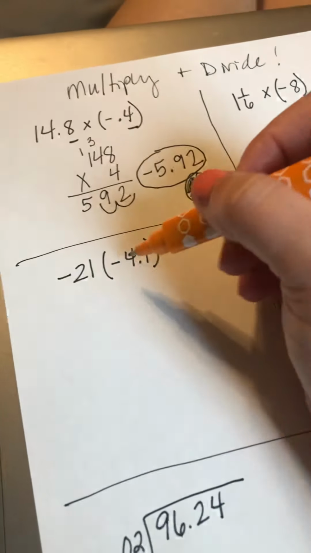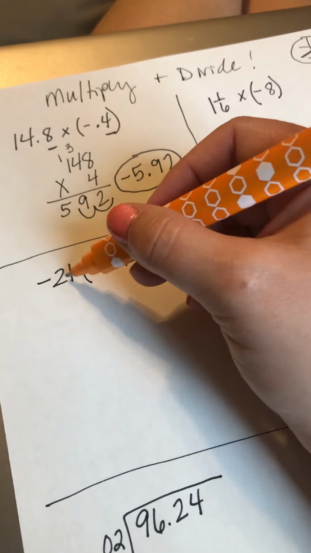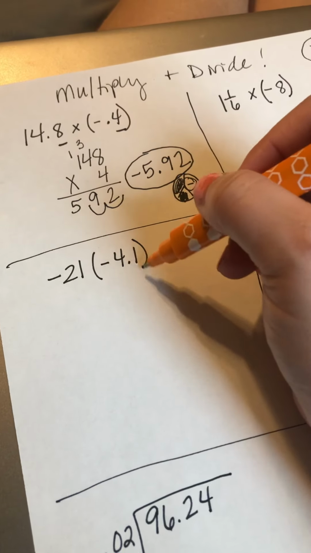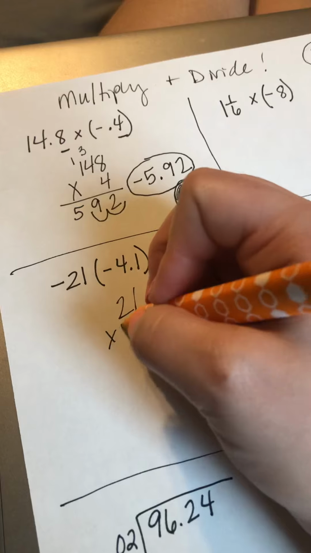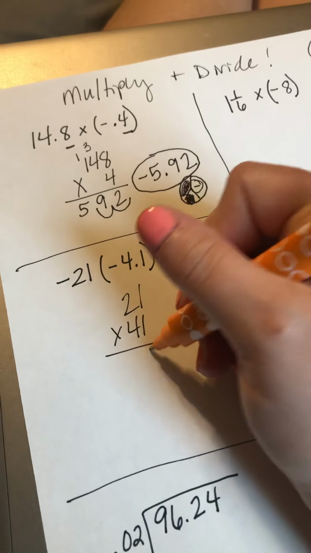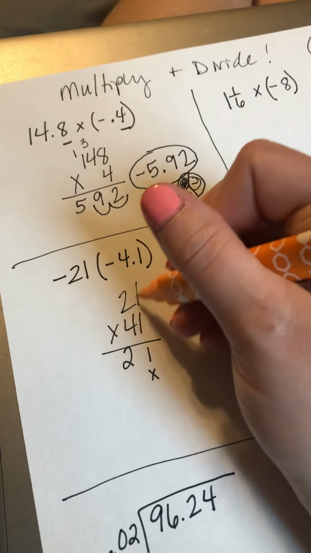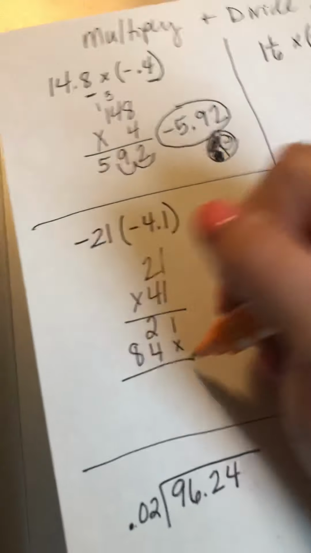Now this one down here works the same way. There's no multiplication sign, but there is no sign in between here. So that means the whole number negative 21 and negative 4.1 are being multiplied. Now I'm going to ignore the decimals, just like I said I would. 1 times 1 is 1. 1 times 2 is 2. Scoot over to get to the 4. 4 times 1 is 4. 4 times 2 is 8.